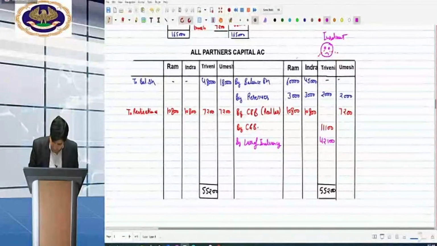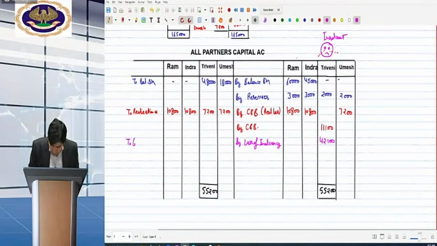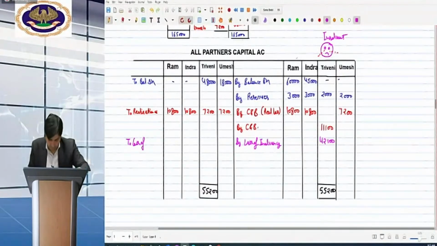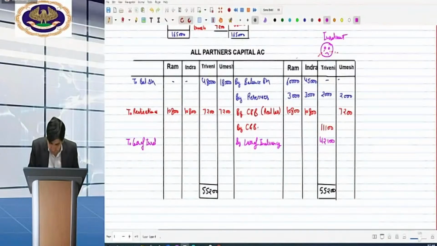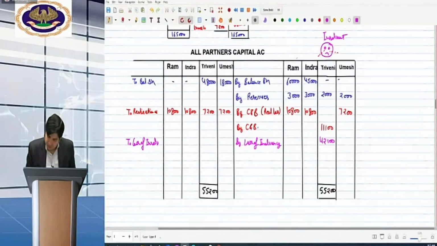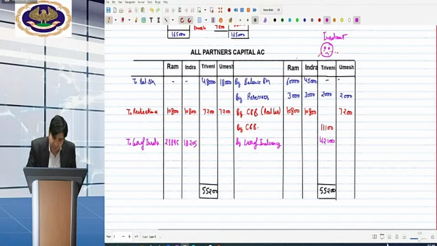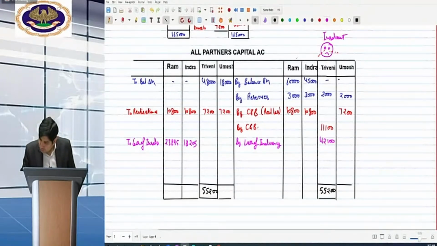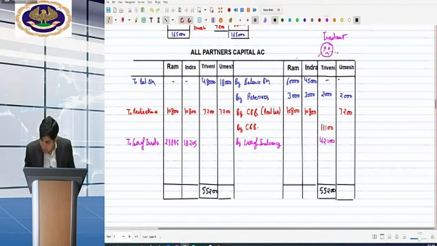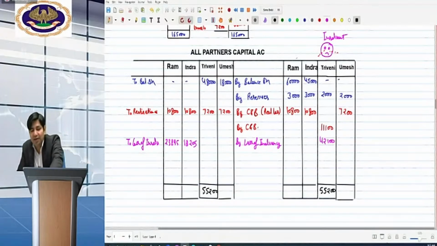Okay, beta. Loss of insolvency, that is 23,895 and then 18,205. And after that, now what we have to do, beta, either to bank or by bank, but we have to check the commission amount is also there. Commission amount is also there, beta. Okay, finally payable to others.